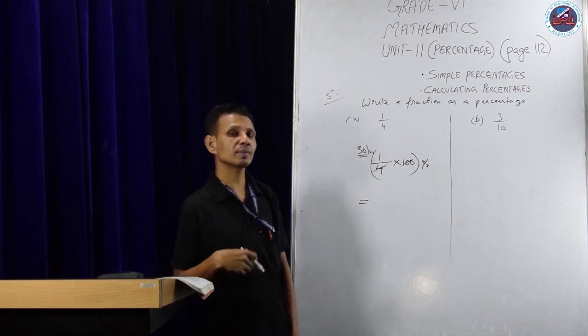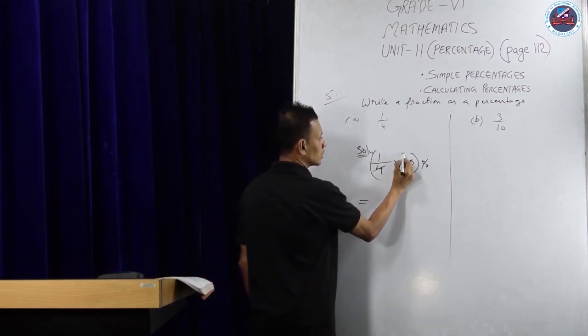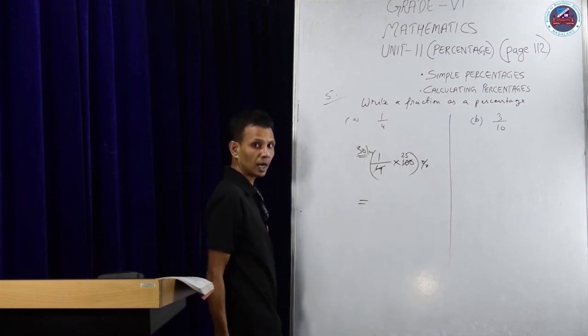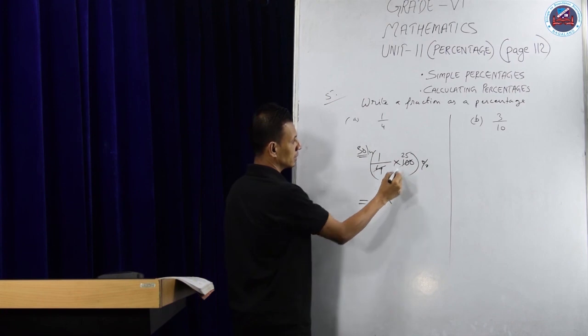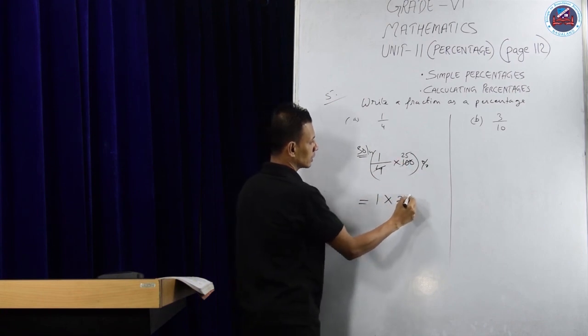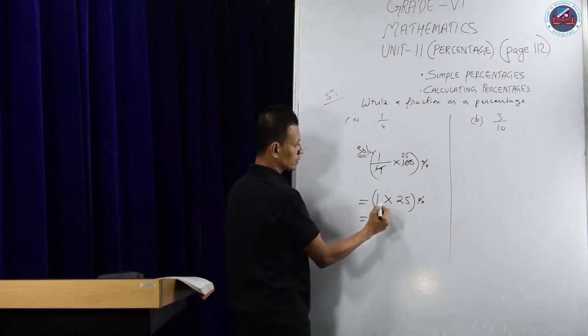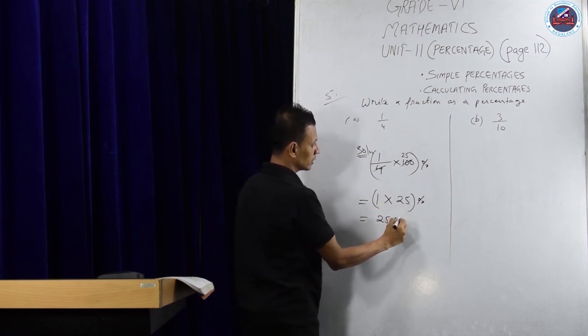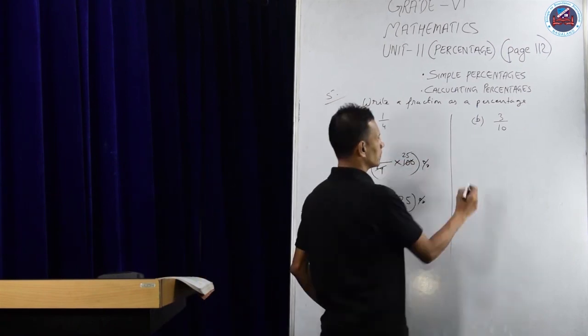In the 4 times table, will you get 100? Of course, 4 times 25 is 100. So 4 times 25 is 100. What is left? 1 multiply 25. That is the percentage. 25 times 1, 25%. That's it. Okay?